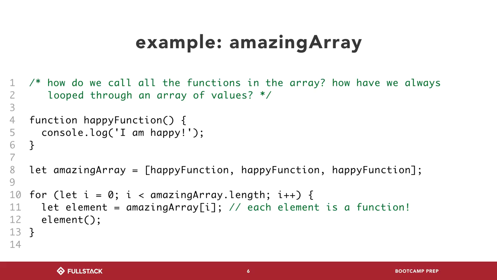So if this is a function, and we're going back to the theme of functions are just like everything else in JavaScript, they're just like every other variable in JavaScript. If the first thing is a function, then what would amazingArray index 0 be?